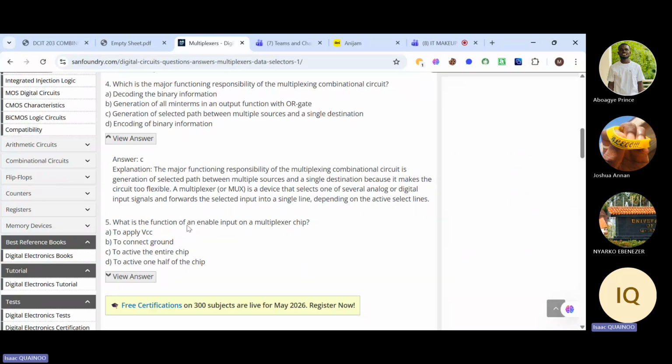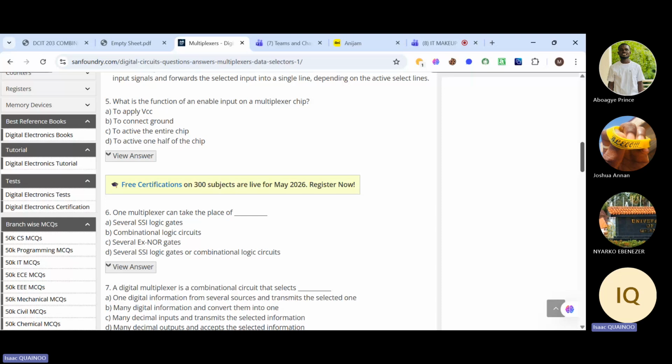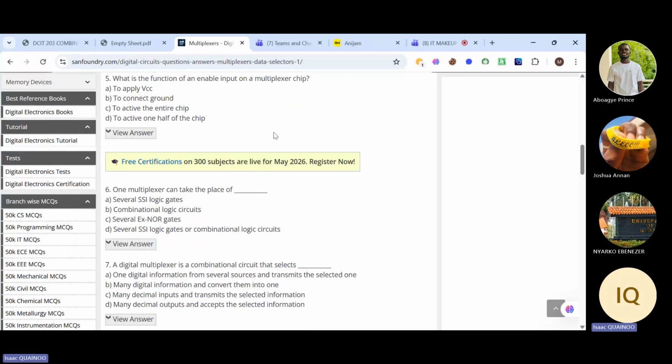The major functioning responsibility of the multiplexing combinational circuit is generation of selected paths between multiple sources and a single destination, because it makes the circuit too flexible. A multiplexer or MUX is a device that selects one of several analog or digital input signals and forwards the selected input into a single line, depending on the active select lines. So please, I believe we all understand that. So let's go to 5. What is the function of an enable input on a multiplexer chip?